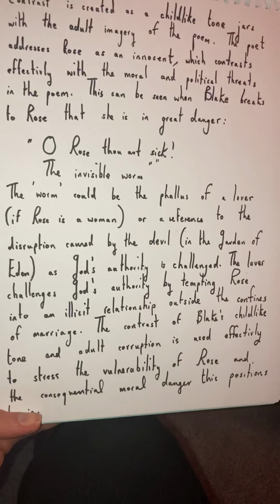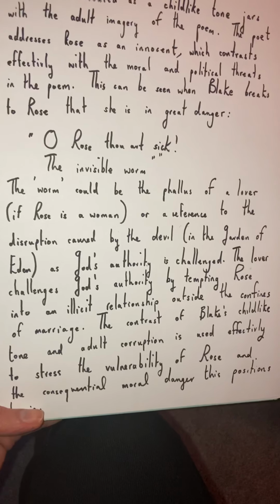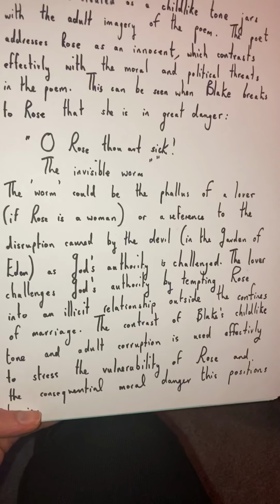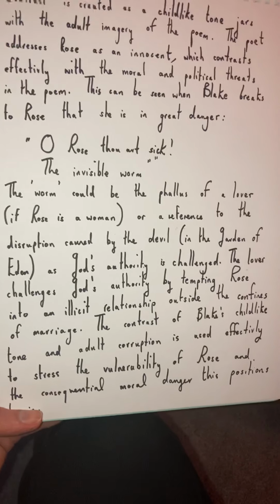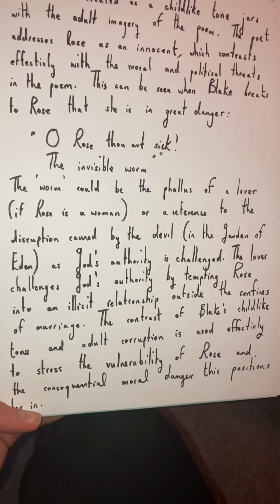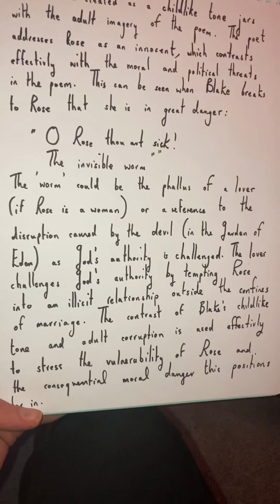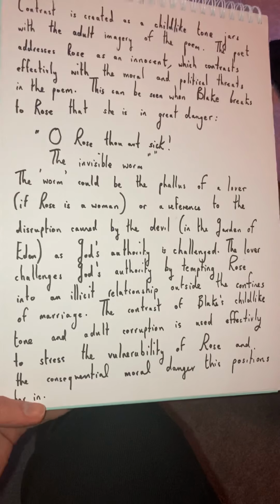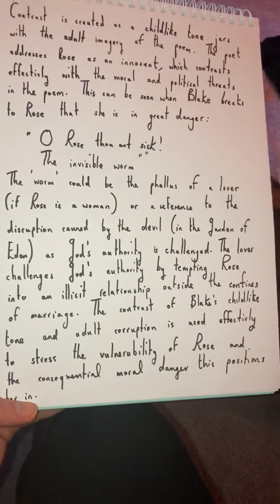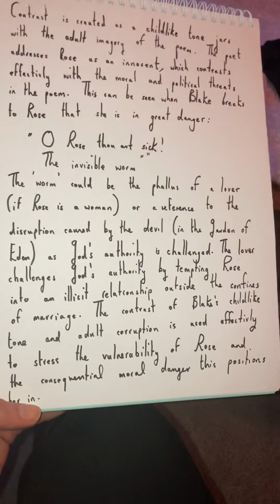So I'm bringing it back together now. What is this contrast? What is the point of it? This is the bigger picture. The contrast of Blake's childlike tone and adult corruption is used effectively to stress the vulnerability of Rose and the consequential moral danger this positions her in.